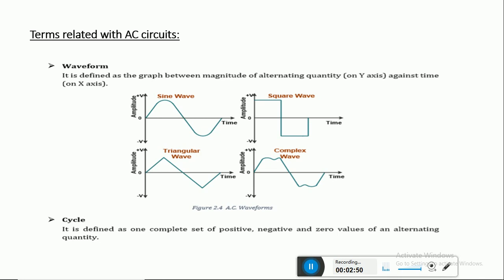So it starts from 0, and then at 90 it is maximum, then at 180 it is 0, then at 270 it is negative maximum, and at 360 it is again 0. This is called one cycle. It is defined as one complete set of positive, negative and 0 values of an alternating quantity.